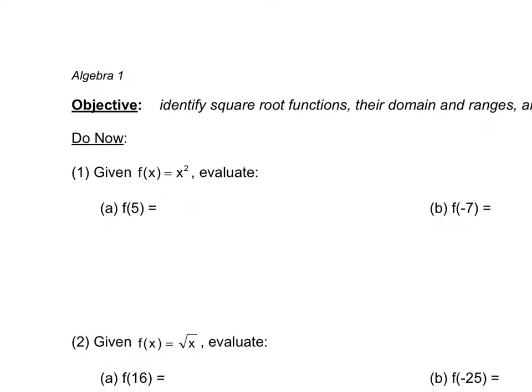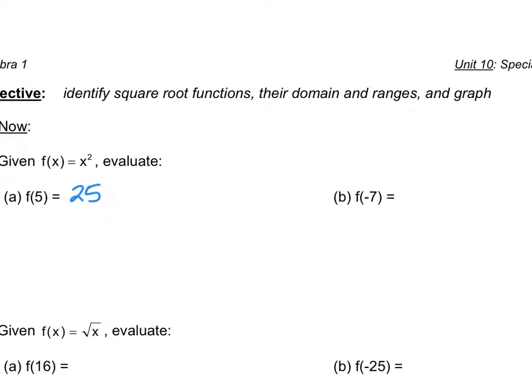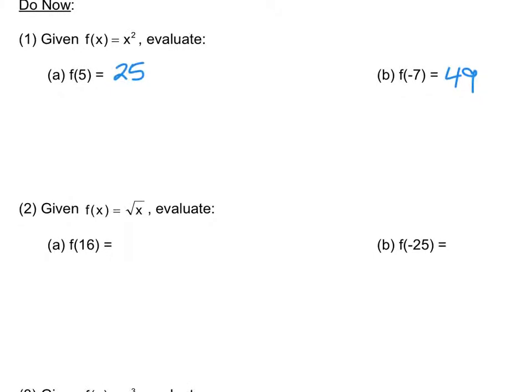All right, what do we get for 1A? 25. How about B? 49. Good job, Henry. The next one is 256 if I am correct. If we were squaring, you would be. It's 4. Oh, it's the square root.